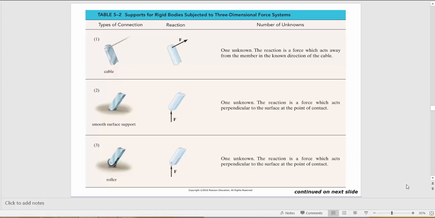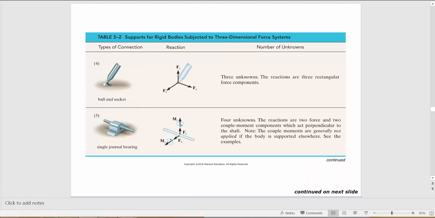So the next slide, if you have a ball and socket, note how it's allowing it to rotate, so there are no moments on here, but it does not allow it to move in the X, the Y, or the Z. Therefore we have our reaction forces in those points.